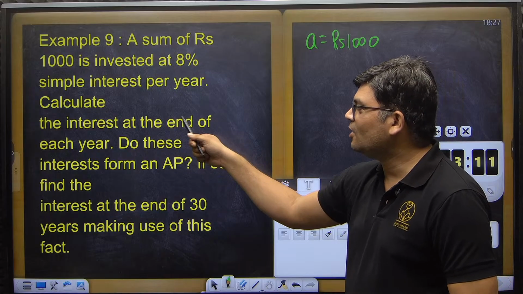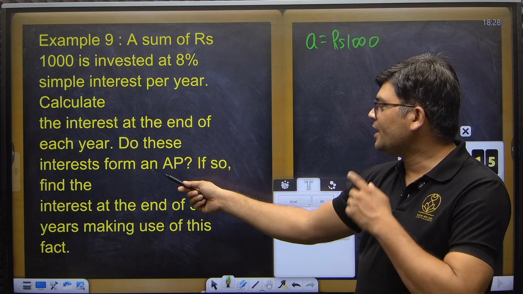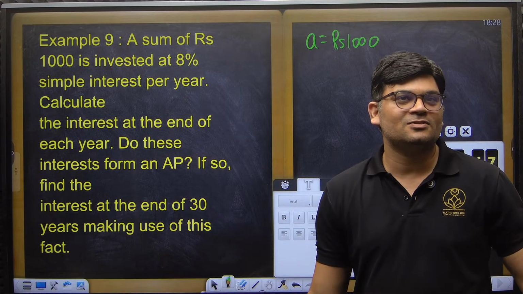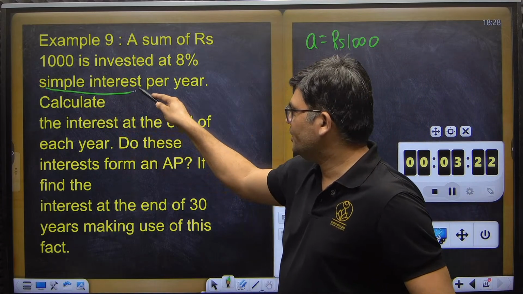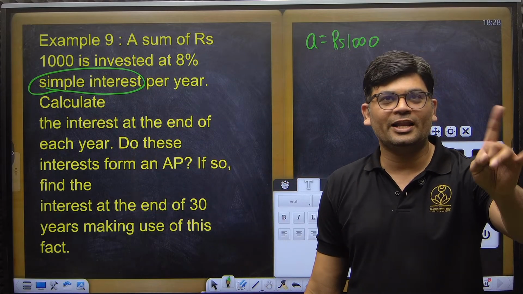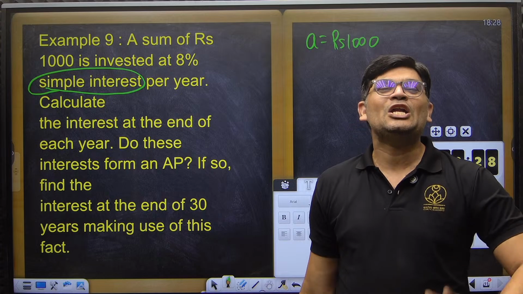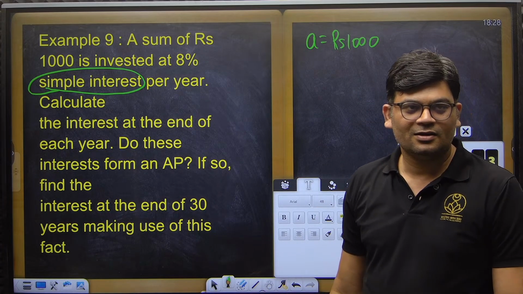Calculate the interest at the end of each year. Do these interests form an AP? The answer is yes. Why are they forming an AP? Because of this word: it is simple interest. If it is compound interest, it is not an AP. Is it a GP? It is not a GP as well.